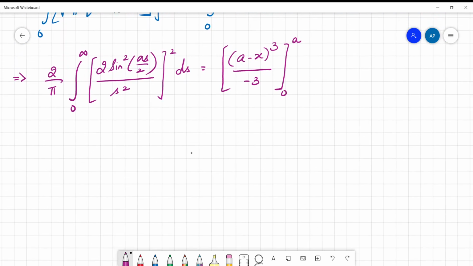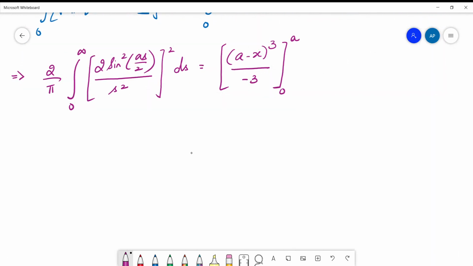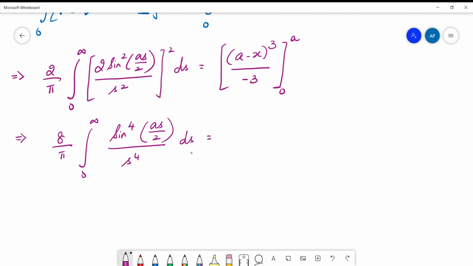Now take the constant once again outside on the left side, and you find here that it is 4 into 2, which is 8, 8 by pi, integral 0 to infinity. See that power 4 has come now: sine square to the power whole square is sine power 4 as by 2 by s to the power 4 ds. So slowly we are coming closer to the answer. Now when I substitute the upper limit, I get a minus a, which is 0. Then I have the lower limit minus, but there's already a minus in the denominator, so it makes it plus. And when I put x is 0, I get a cube by 3. So the right hand side is simply a cube by 3.